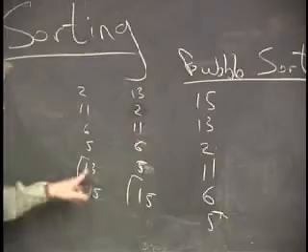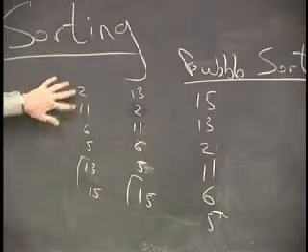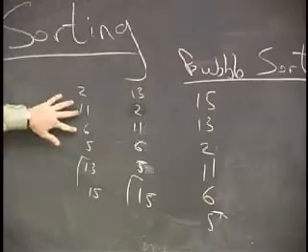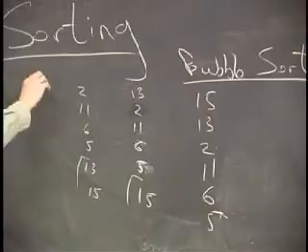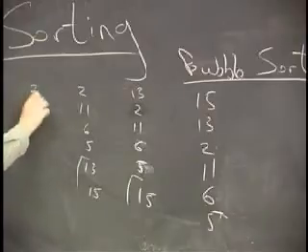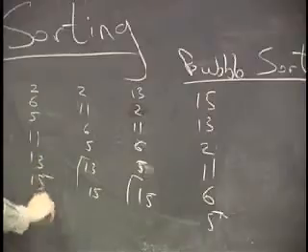Okay, 15's right, 13, 15's right. The next bubble phase, 2 and 11, that doesn't switch. 11 and 6 would switch. The 11, 5 would switch. So it looks like 2, 6, 5, 11, 13, 15.